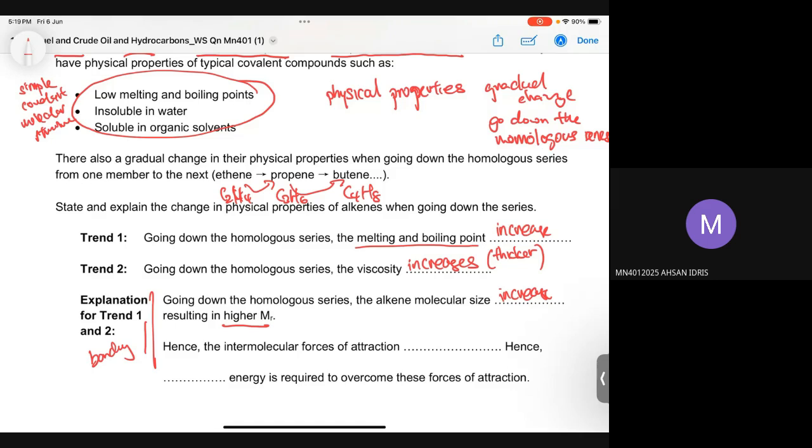Okay, Matthew. So when there's higher Mr, what happens to the intermolecular force of attraction? They increase. So if the intermolecular force of attraction increases, then more energy is required to overcome these forces of attraction. Hence, melting and boiling point increase. Hence, viscosity increase.